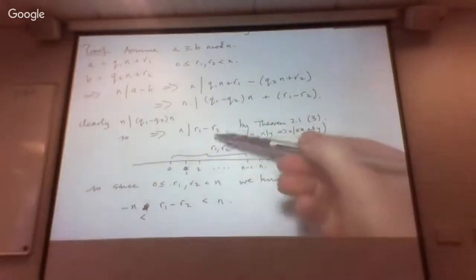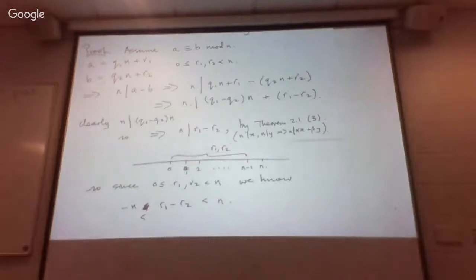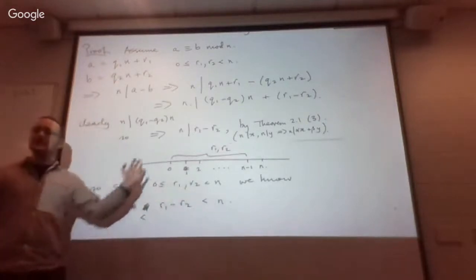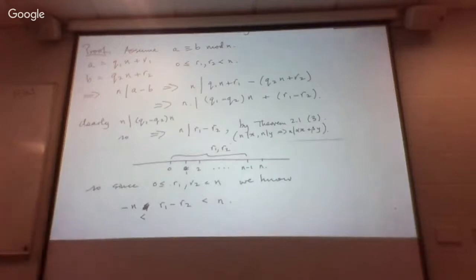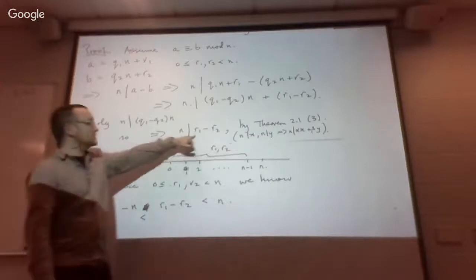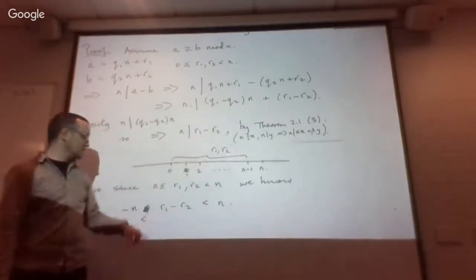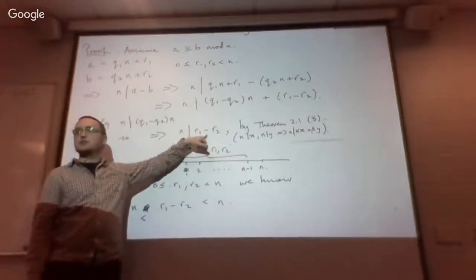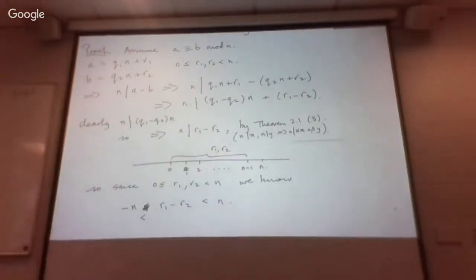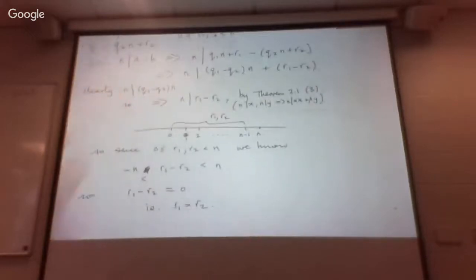But we also know that the difference is a multiple of n. So which multiple of n is contained in this range here between minus n and n? There's only one, n times 0. And 0 is a multiple of everything. So the only possible value for this quantity here is 0. That's the only value in this range that is divisible by n. Everything divides 0. 0 is divisible by n. So it must be that R1 minus R2 is equal to 0, i.e. R1 is equal to R2.